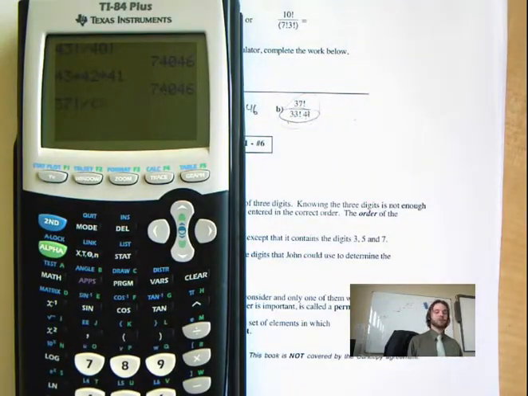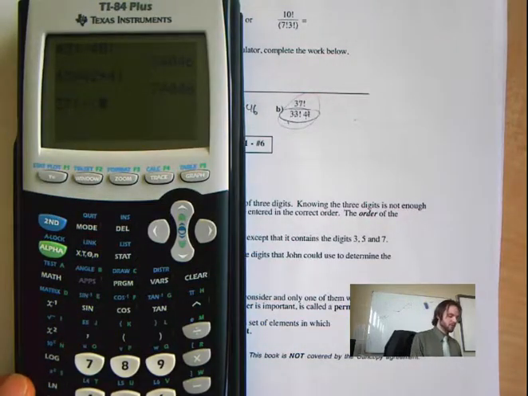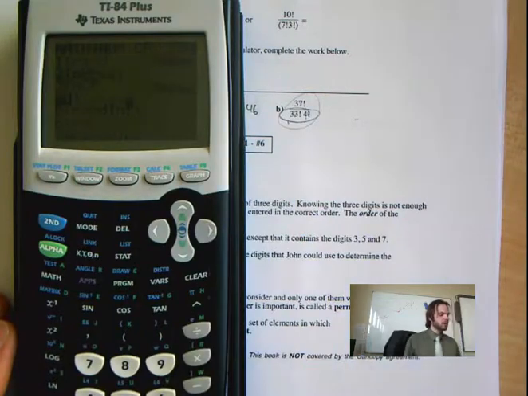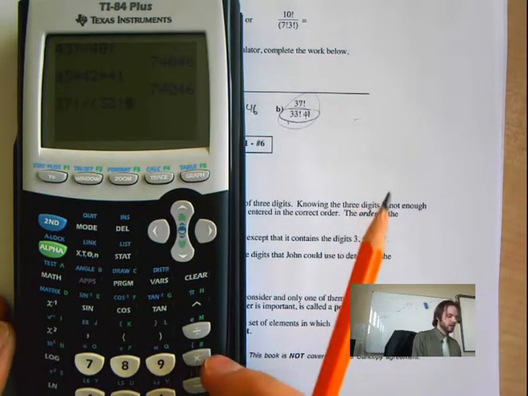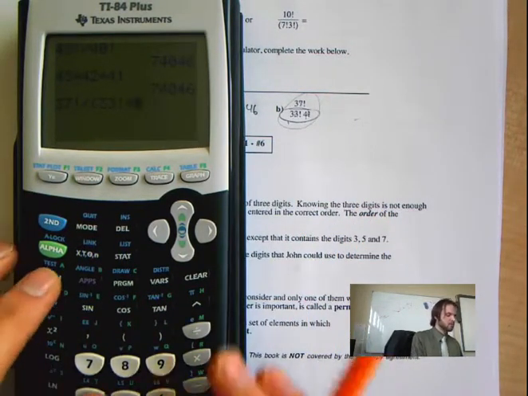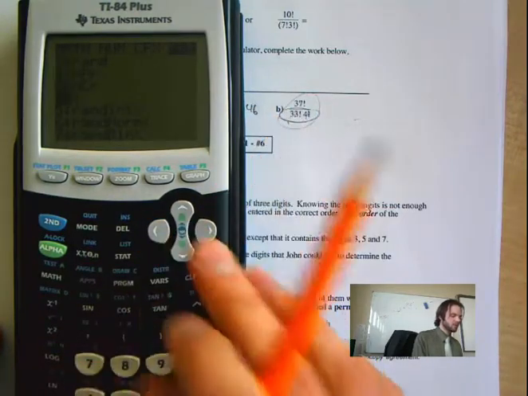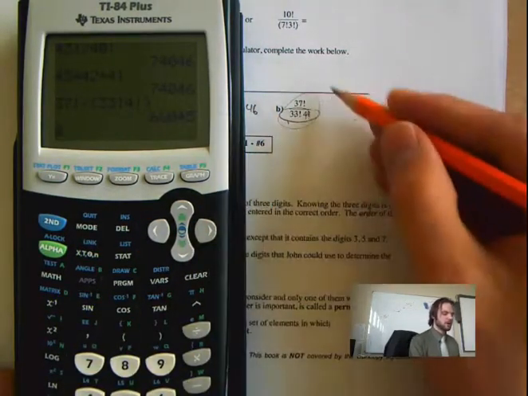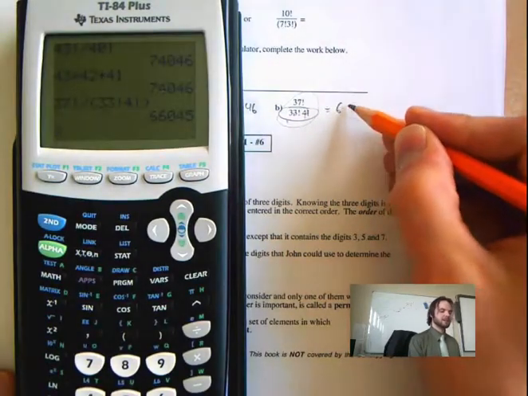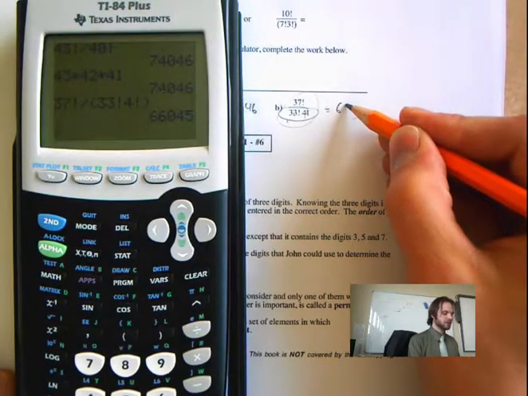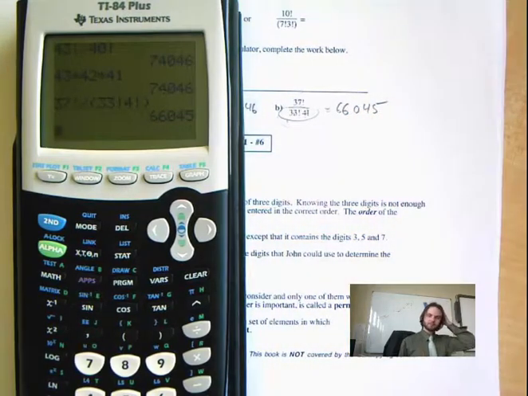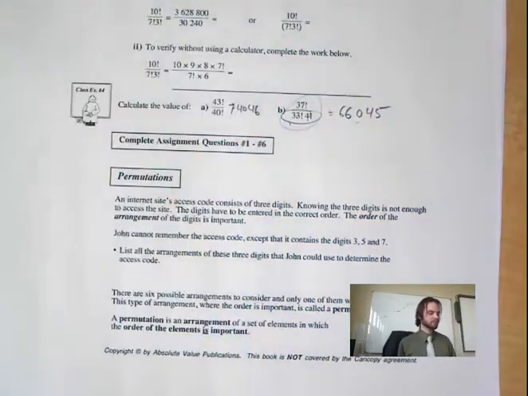So I have to put them both into brackets, okay? So I'm going to have 33, we're going to go math, and we go factorial, and then I'm going to multiply that by, what is it? 4, math, and we're going to go over to factorial, and close it, and I push enter, which will give me a total of 66,045. Okay? So there we go.